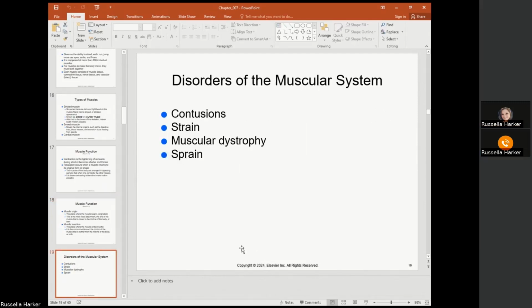Here are some disorders of the muscular system. These disorders of the muscular system can be found in your book on page 53, and they go into page 54. So there are a lot of different disorders that are caused by sports injuries, accidents, things like that, that happen in the muscular system.